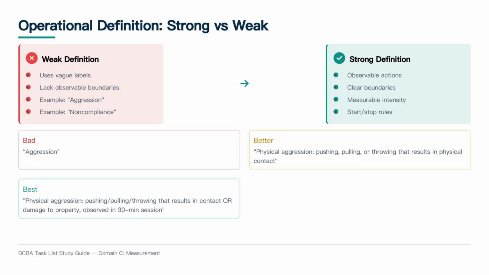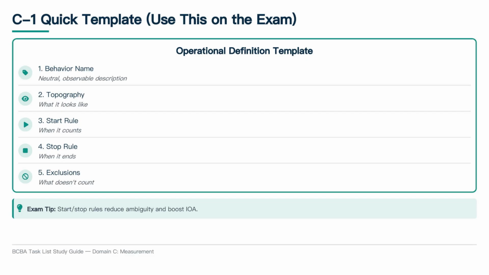Terms like aggression or non-compliance are not enough because they don't tell you the exact observable actions or the boundaries. What earns points is a definition that names the visible behavior, includes measurable boundaries, and uses start-stop rules so it's clear when an episode begins and ends, like the progression from aggression to a specific set of contact behaviors observed within a defined session. If you ever feel stuck, use a quick template.